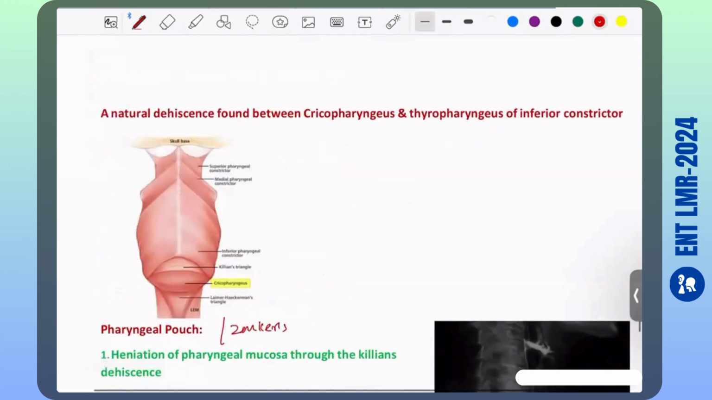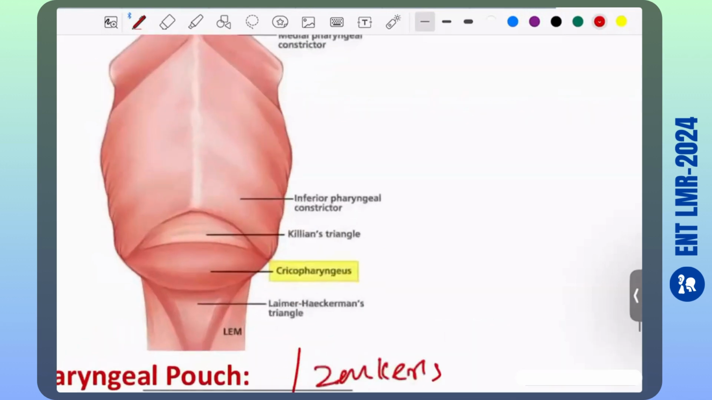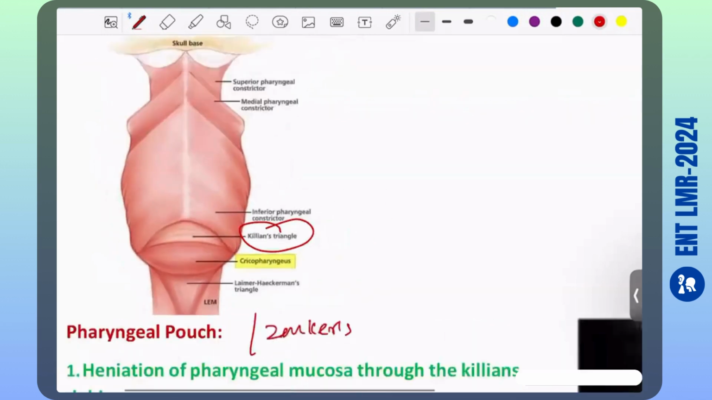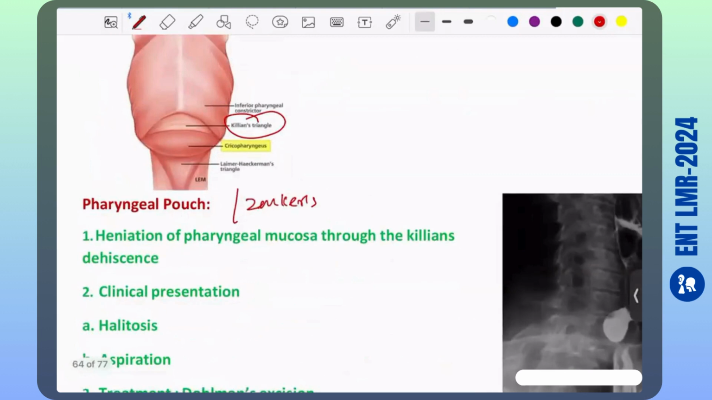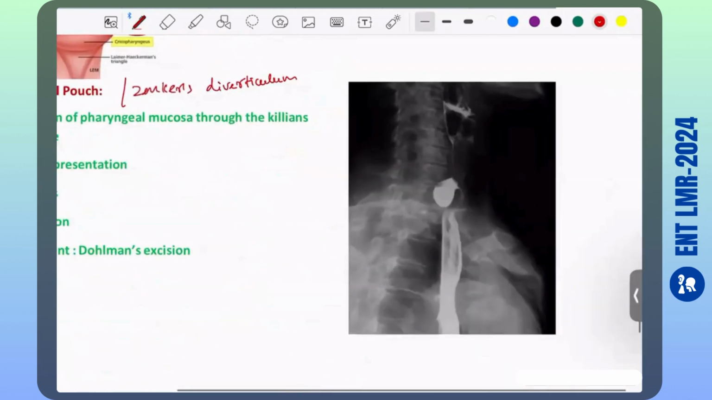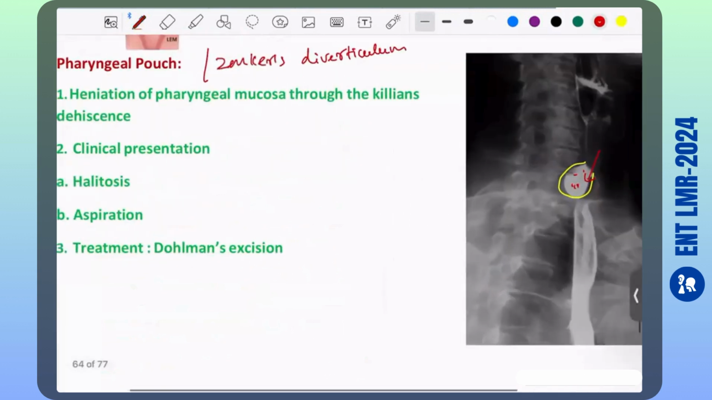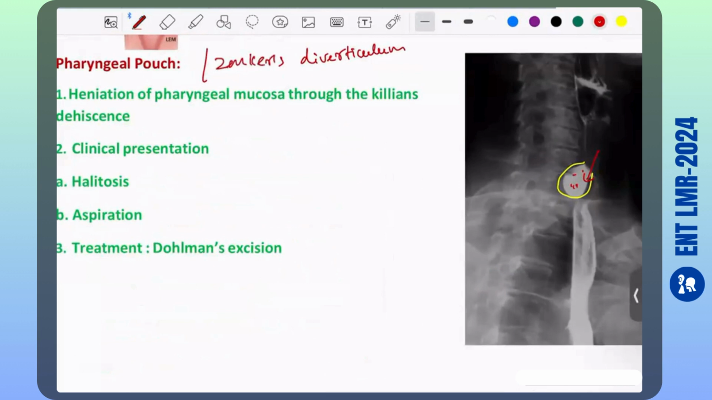Killian's dehiscence. A natural dehiscence found between the cricopharynx and thyropharynx parts of the inferior constrictor is called Killian's dehiscence or Killian's triangle. If the patient experiences herniation of pharyngeal mucosa through this Killian's dehiscence, it is called a pharyngeal pouch, otherwise called Zenker's diverticulum. This is a barium swallow image. In this pouch, food particles get accumulated and undergo putrefaction. When the patient lies down, it can come out.